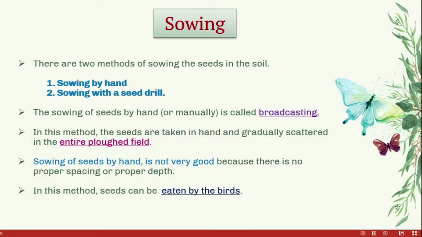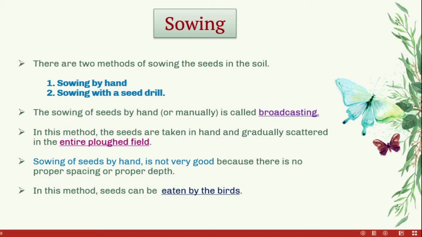Okay, next one is sowing. What is meant by sowing? Sowing is the placing of a specific quantity of seeds in the soil for germination and growth. There are two methods of sowing seeds in the soil: sowing by hand and sowing with the seed drill. First one, sowing by hand. It's a common, cheaper method.